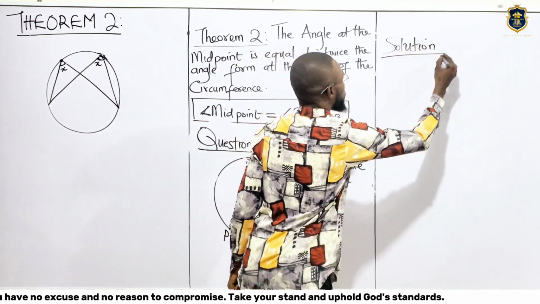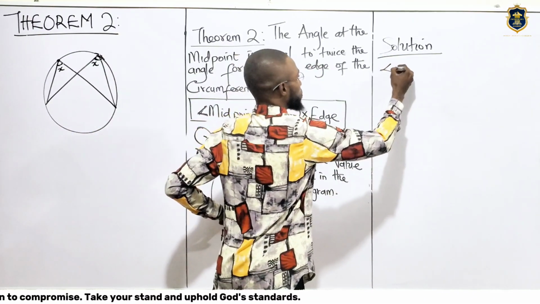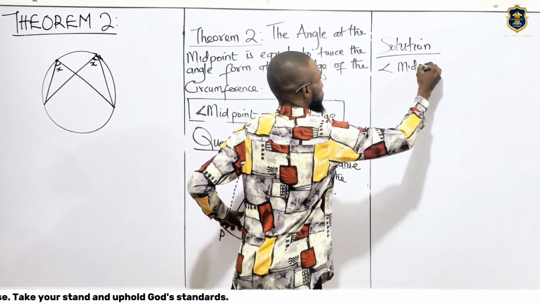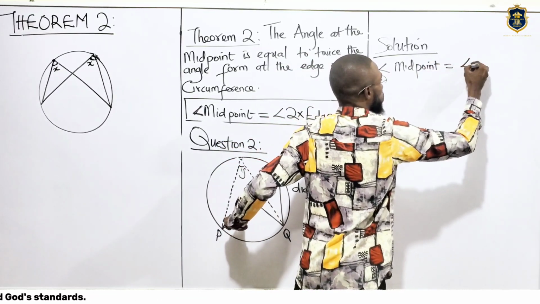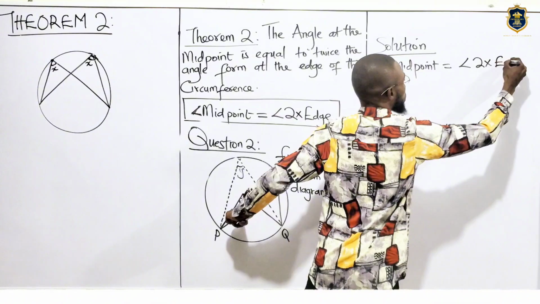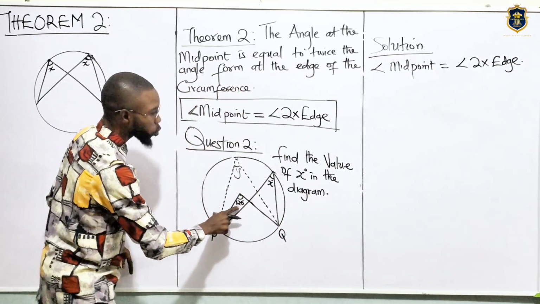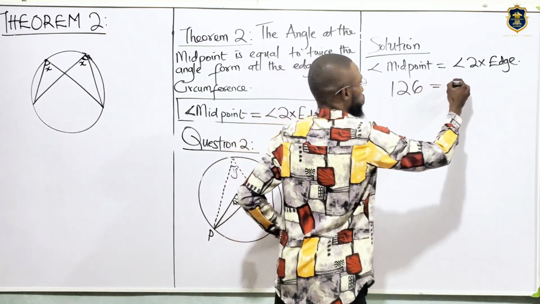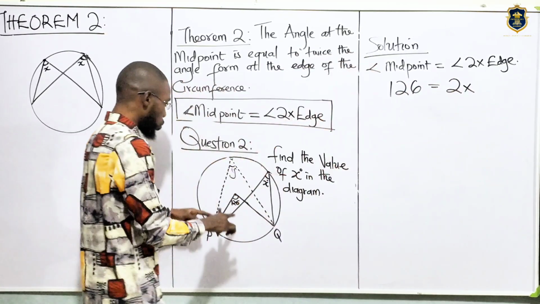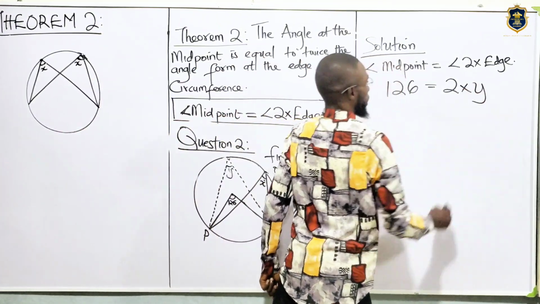Our solution therefore will be: the angle at the midpoint is equal to 2 times the angle at the edge. So what do we do? Look, the angle at the midpoint is 126. That is, 126 is equal to 2 times the angle at the edge. We don't know it, so we are looking for this angle at the edge. Let's call it y. 2y.